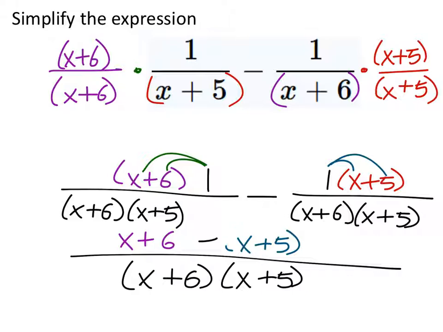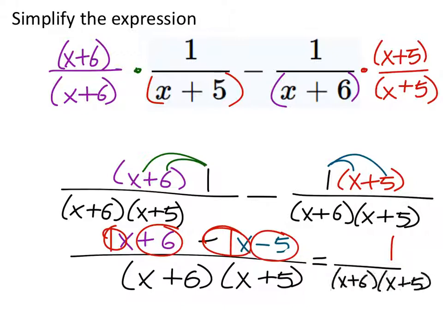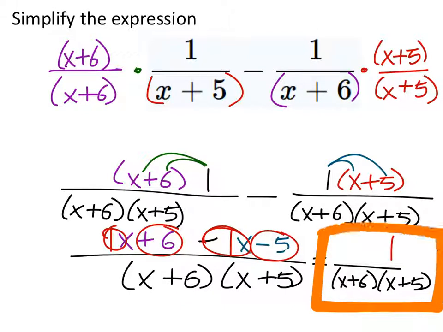And yeah, I can just go in there and change that x plus 5 into negative x minus 5, because I could have distributed that as a negative 1. And so now simplifying, I've got this 1x minus this 1x, so that cancels out. And I've got 6 minus 5, which is 1. And then we have that same denominator, x plus 6 times x plus 5. And that right there is our answer.